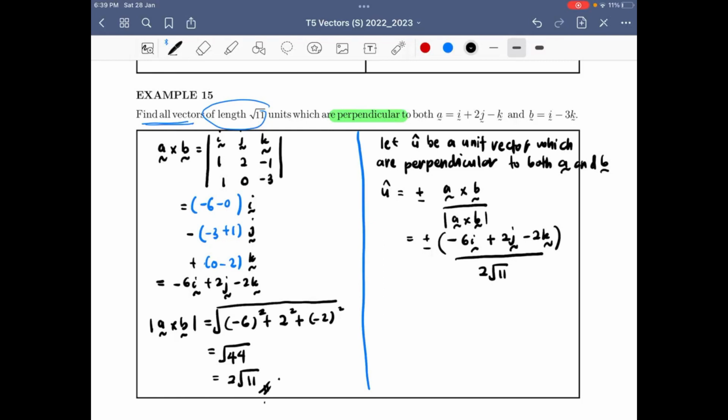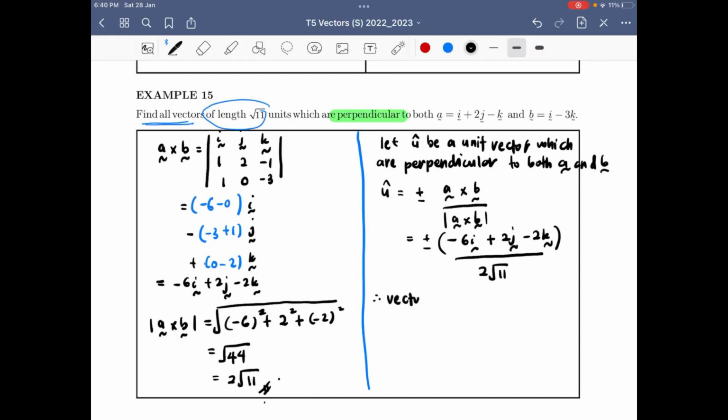We need to put the plus minus in front of the unit vector because we want to find all vectors that are in the direction of the unit vector, either positive or negative, either in the same direction or the opposite direction. And then, we are not answering the question yet, because the question asks us to find all vectors of length 11. So the last part is we need to multiply this unit vector with 11.